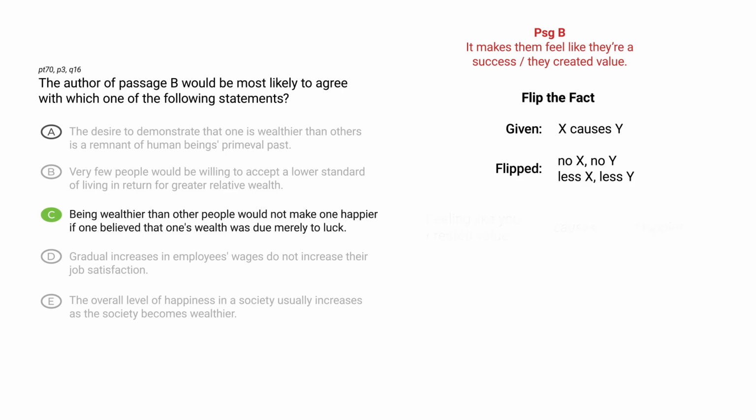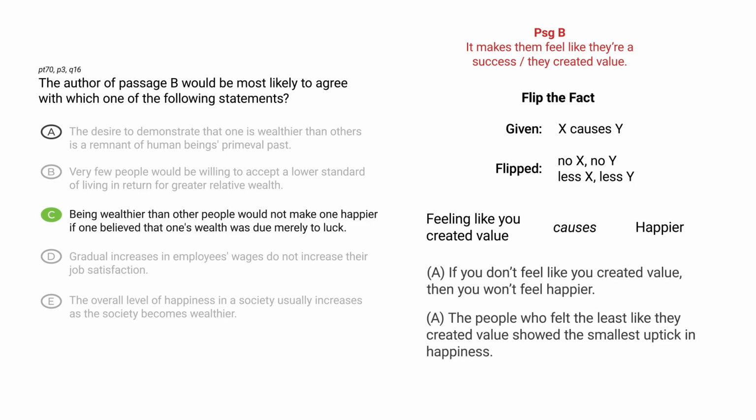Since we were told that feeling like you created value causes you to be happy, the flipped version of that would sound like, if you don't feel like you created value, then you wouldn't be feeling happy. Or the less you feel like you made value, the less happy. The people who felt the least like they created value had the smallest uptick in happiness. They can word it lots of different ways, but it's taking that same cause-effect relationship and just flipping the light switch on it.